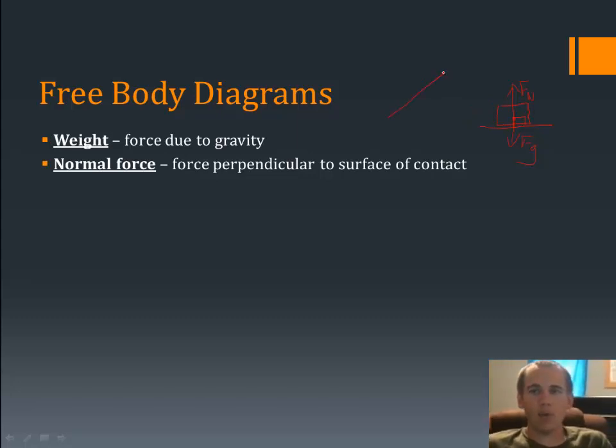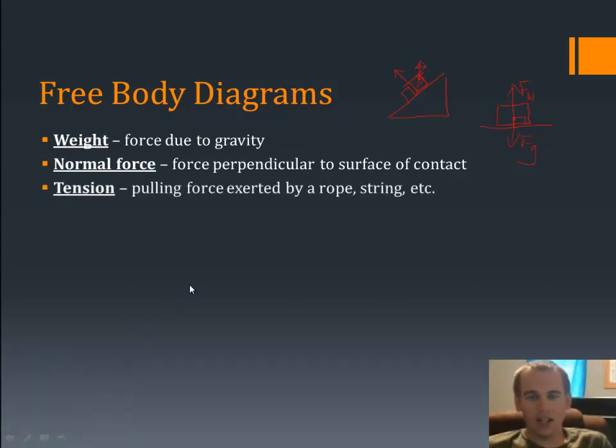So if I have a ramp, the ramp actually exerts a force on an object, but it doesn't exert it up. That's not right. It exerts it perpendicular. It exerts it that way. It's perpendicular to the surface. There are a couple other forces here.